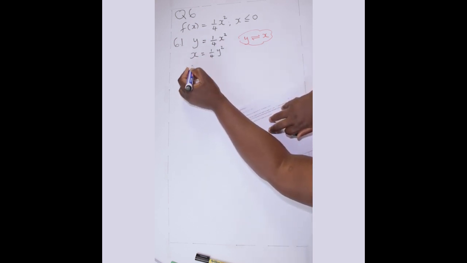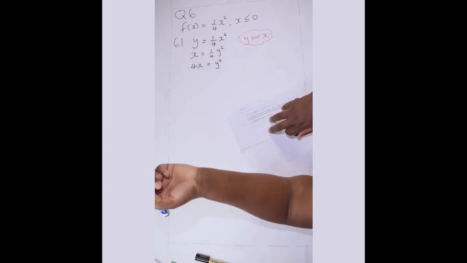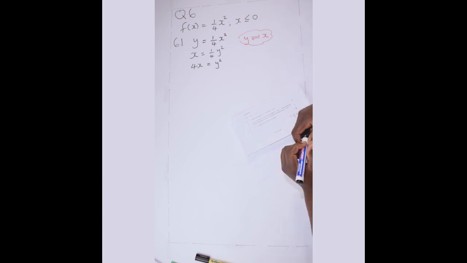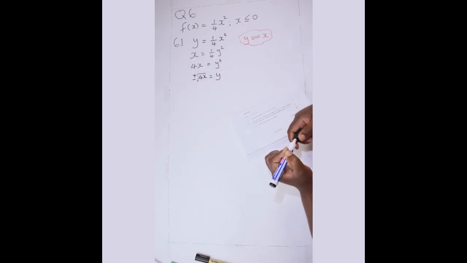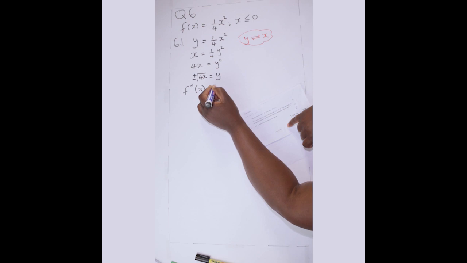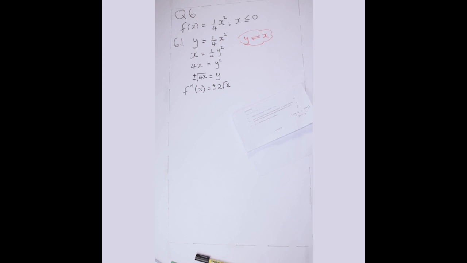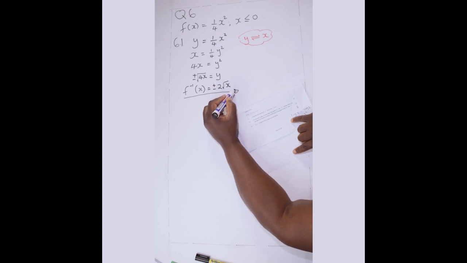So multiply both sides by 4, which means you'll have 4x equals y squared. You have multiplied both sides by 4, or you have divided by 1 over 4 to get to that part. Now, y will be equal to plus or minus the square root of 4x, because now we are looking for y. But remember, they said you must write your answer in terms of f of minus 1 of x. It will be equal to plus or minus 2 the square root of x, because the square root of 4 is the same as 2. And that's how you would have got your 3 marks.